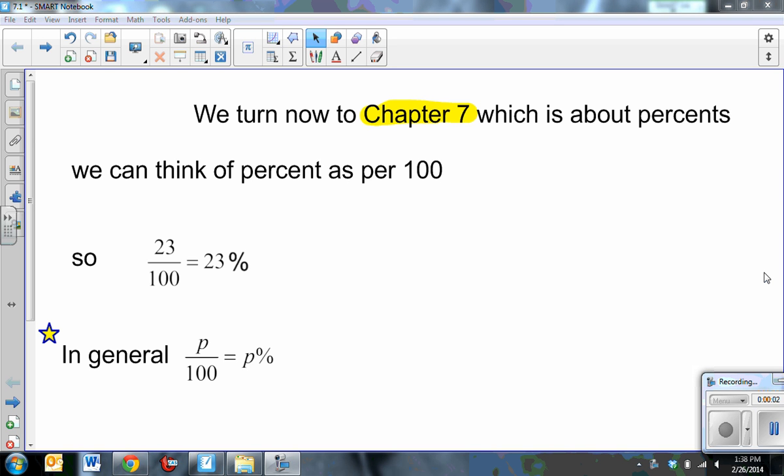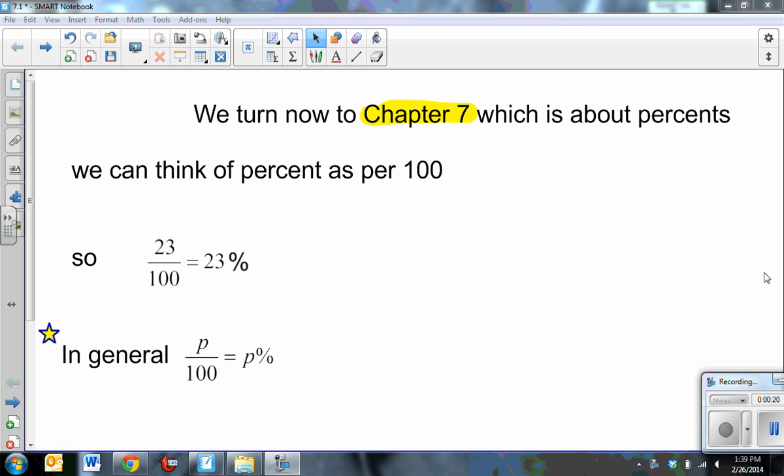So here we are in Chapter 7, skipping around. Chapter 7 is all about percents, one of the most important things that you learn. And you've probably seen it before in your previous math classes, but we're going to make sure you really learn it well in this section.